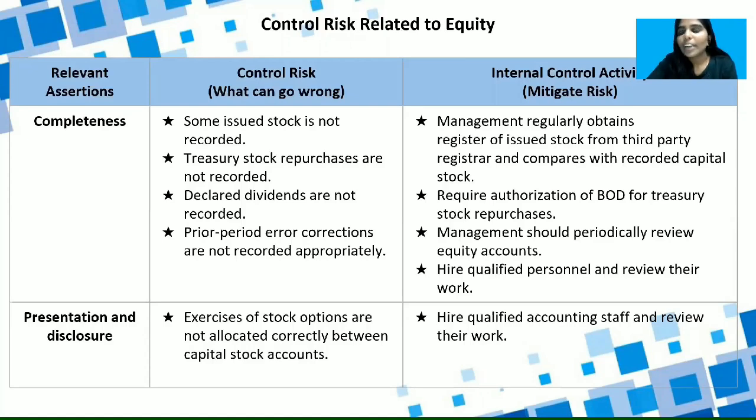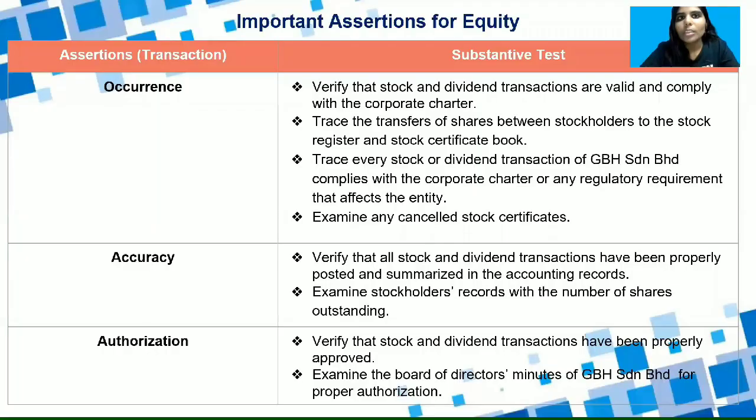So the second one, the company can require authorization of the board of directors for treasury stock repurchases, and the management should periodically review equity accounts and hire qualified personnel and review their work. And the second control risk is related with the presentation and disclosure assertion, where the exercises of stock options are not allocated properly between capital stock accounts. So the internal control activity that can be taken by the company is to hire qualified accounting staff and review their work.